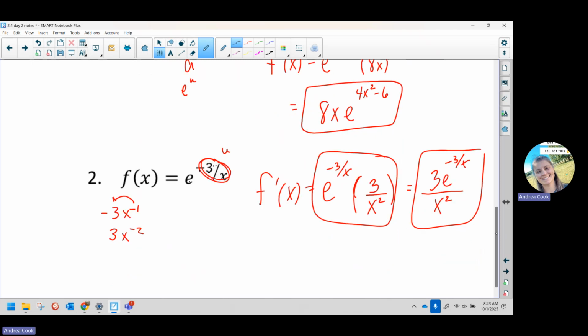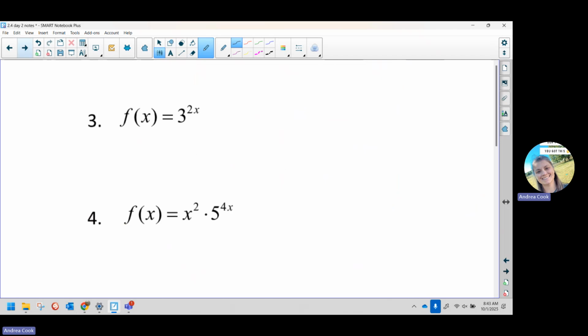Okay, all right, let's see, so we're on the next page. Okay, number 3 is another a to the u. And this time my base is a 3, so I've got to do all 3 parts. I can't shortcut it. So my u is 2x. Kind of thinking about that as my side note.